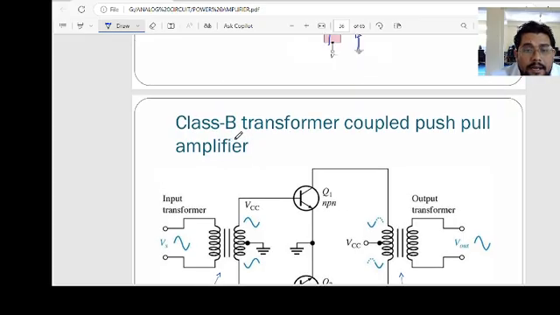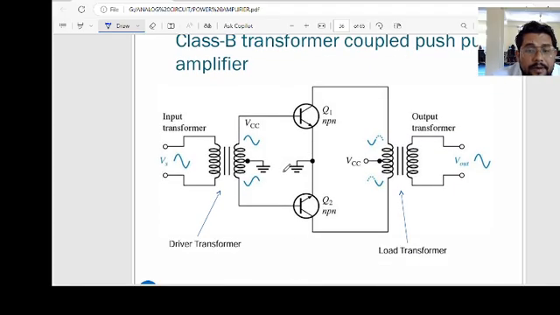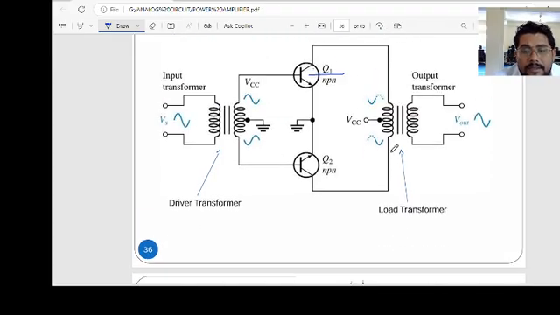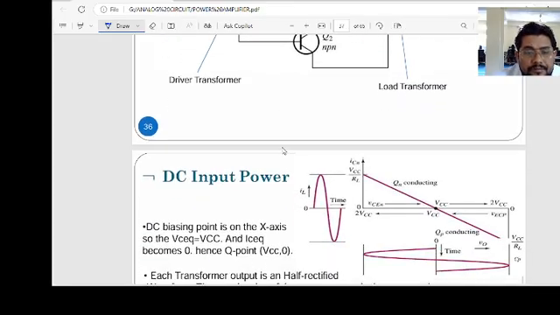This is the class B transformer coupled push-pull amplifier. So this is the input transformer here. This is the transistor. This is the NPN. This is the PNP. If the input supplies the positive half cycle, this will work. In the negative half cycle, this will work. And this is the load transformer. This is the driver input transformer.